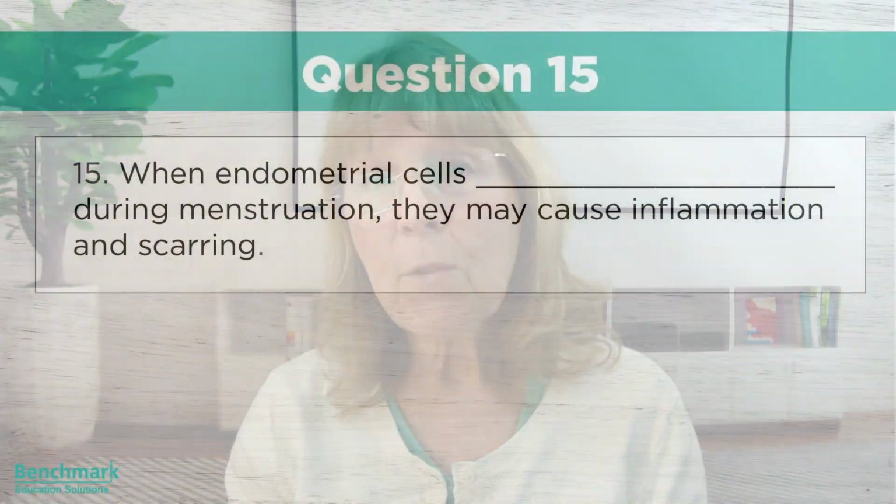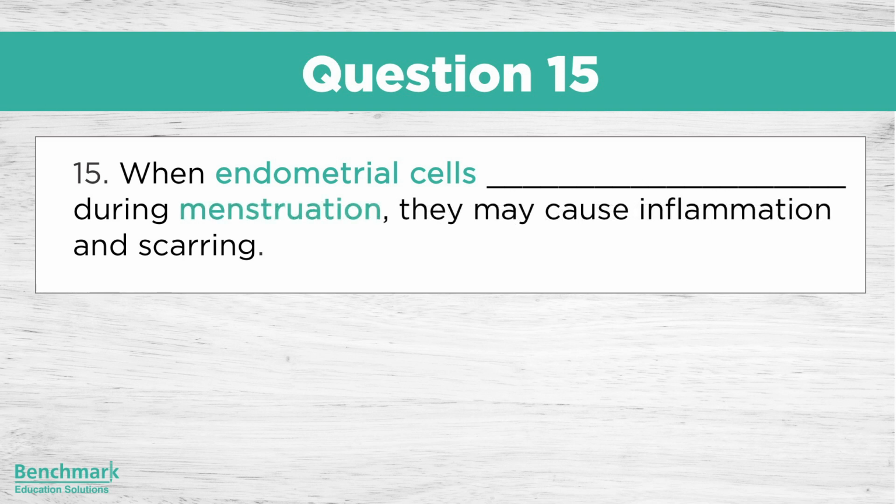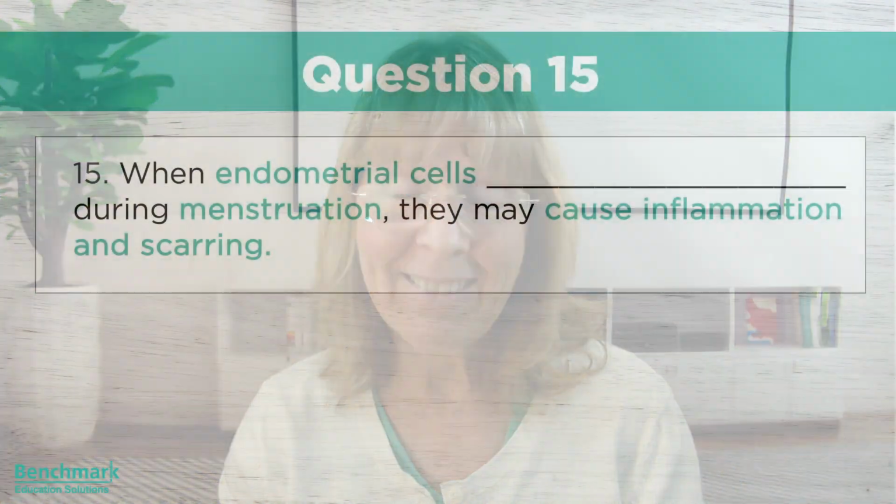Let's look at question 15. In this question, our keywords are endometrial cells, menstruation, and cause inflammation and scarring. This question is tricky because the word endometrial is used many times in all 4 texts. If you find yourself getting stuck, just leave it. You can come back to it later. However, right now, we're going to try to tackle this question.